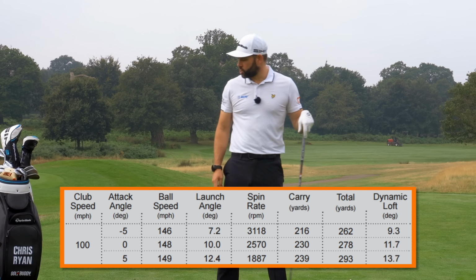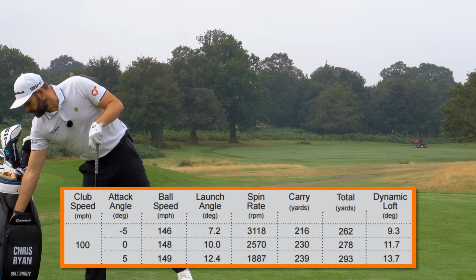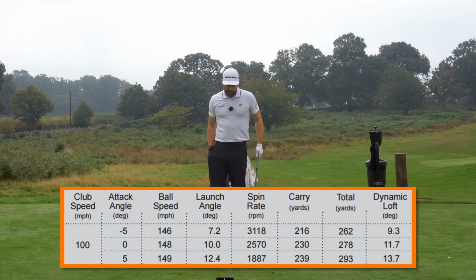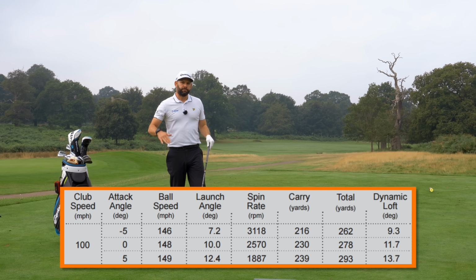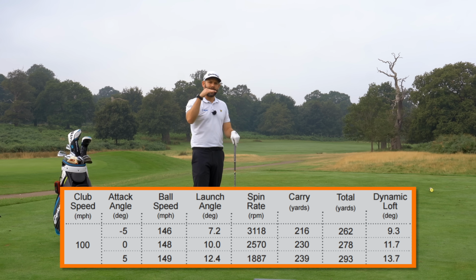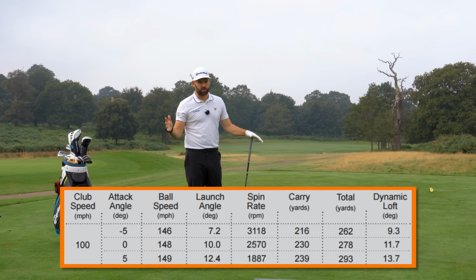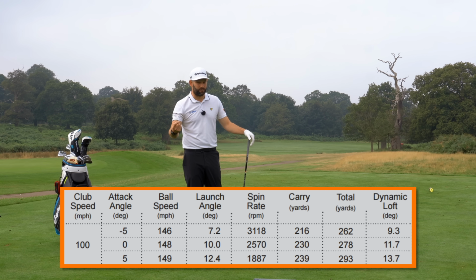I've just done that chart for a club head speed of 100 miles an hour. And what you can see is that it gives an idea of what distance you can achieve based on different attack angles: hitting down, hitting level, hitting up. And you can see how hitting up on the ball just gives you so much more distance. And that distance is not through more swing speed, it's just through how the club is delivered to the ball.